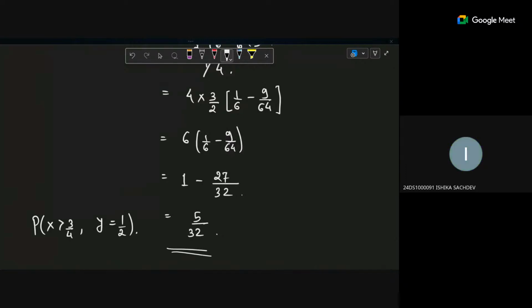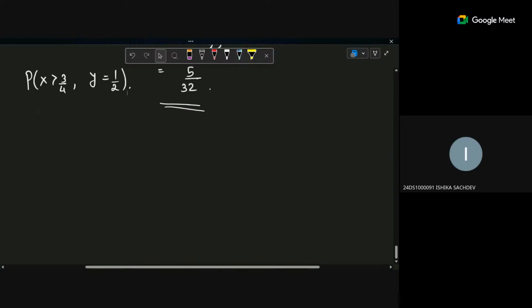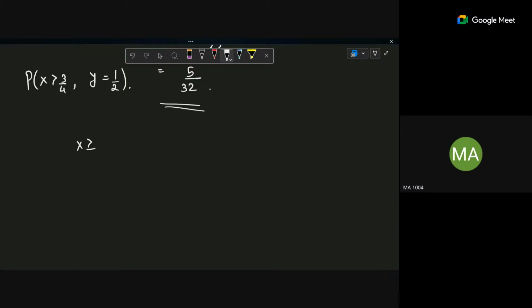Ma'am, I have another doubt. If we have a range where x is, let's say, greater than or equal to y, and we have to find the probability of that.